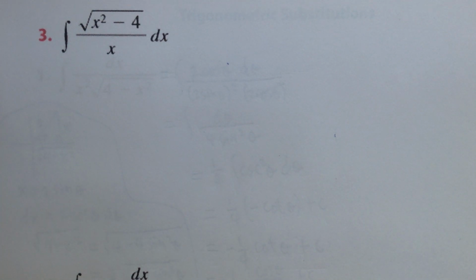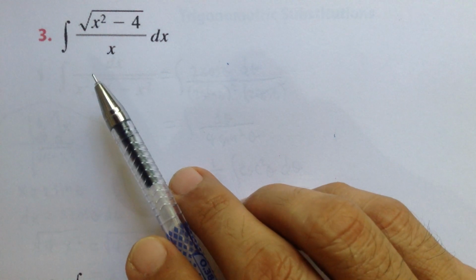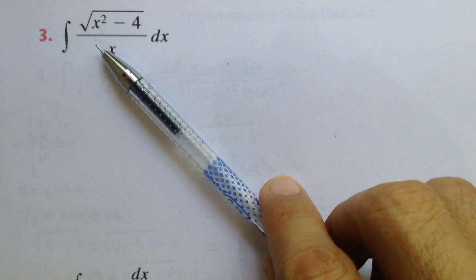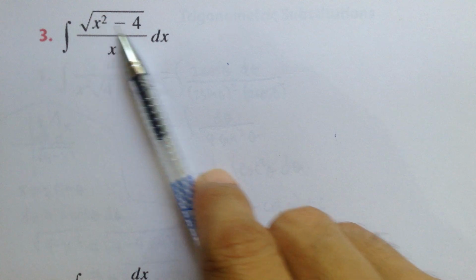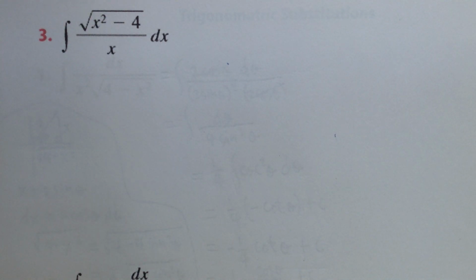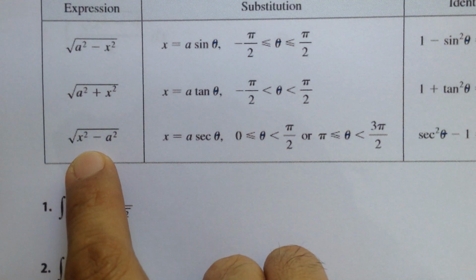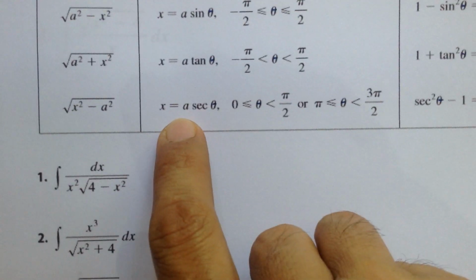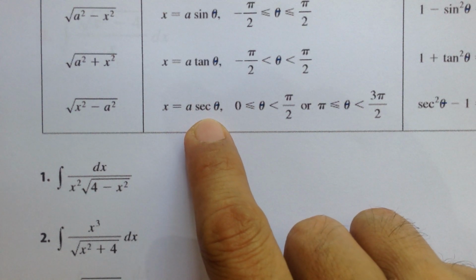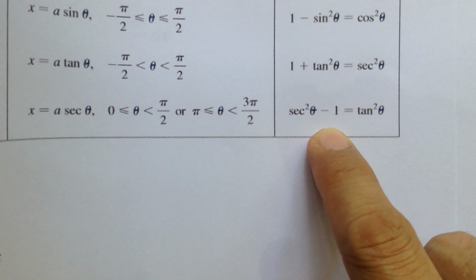Okay, this is the third part of our video about trigonometric substitution. This time we're going to discuss the integral of the form square root of x squared minus 4, or your integrand with this particular form. Again, if you refer to the table of trigonometric substitution, you have this form, square root of x squared minus a squared, right? Whenever you have that form, you're going to use the substitution x equals a secant theta, and your identity, of course, secant squared theta minus 1 equals tangent squared theta. Okay, so let's solve this.